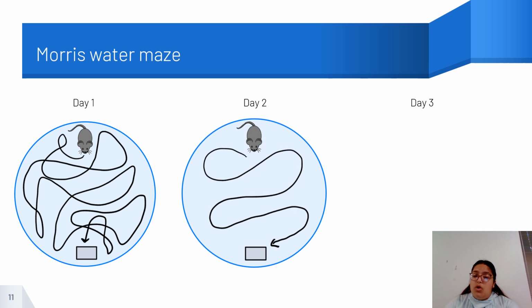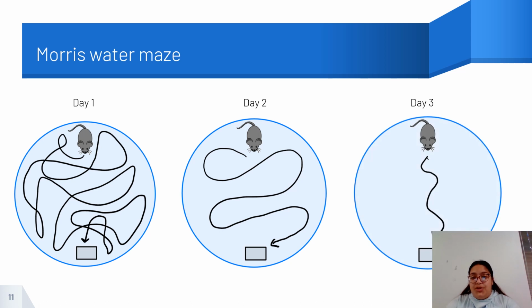On day number two, they already have the expectations of what it somewhat looks like. Therefore, they don't do as much swimming around as they did compared to day one. Then on day three, that's when they already know their expectations. They already know where the platform is. Therefore, they can swim a little straighter compared to day two and day one.